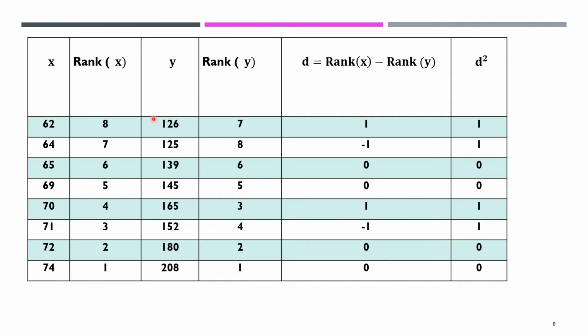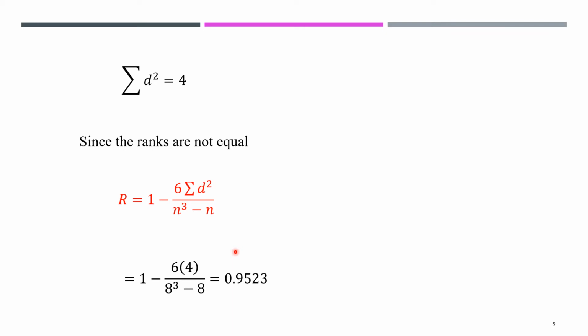Now as none of the numbers are repeated in X and Y, we have to apply the formula for non-repeated rank. Summation D square is 4, so capital R is equal to 1 minus 6 into summation D square upon n cube minus n. N is equal to 8. Substituting everything in this formula, we get capital R equal to 0.9523, that is 1 minus 6 into 4 upon 8 cube minus 8.